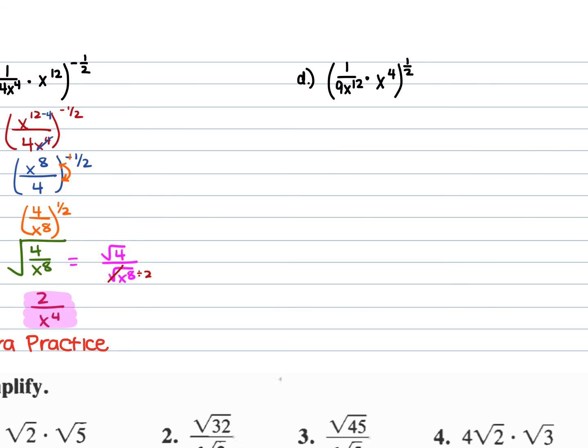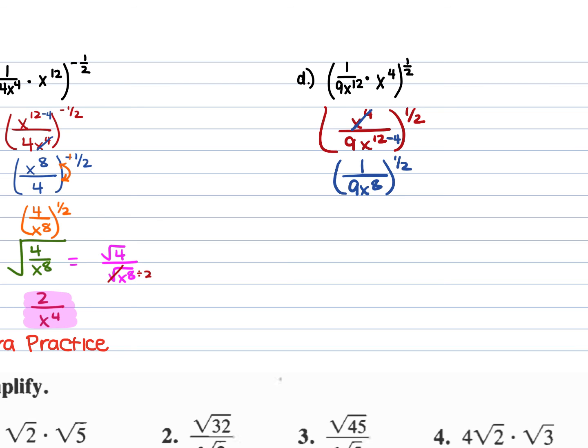For example, D, we have 1 over 9x to the 12th power times x to the 4th power, all raised to the 1/2 power. Again, I'm going to do the same thing I did with the question before this. I'm going to multiply inside those parentheses first. It gives us x to the 4th power over 9x to the 12th power. That x to the 4th power over x to the 12th power can simplify. I'm going to subtract 4 from the 12 and keep it in the bottom since my bigger power is on the bottom. So this gives us 1 over 9x to the 8th power. Remember, this is still raised to the power of 1/2.